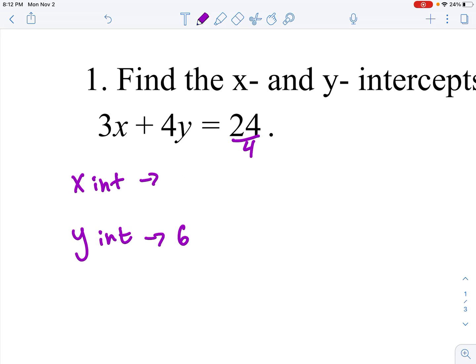Ooh, did I do that first one wrong? Sorry, I did. That would be an 8. So the first one was actually an 8. 3 times 8 equals 24. Hopefully you caught that.